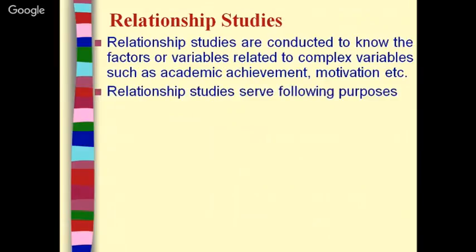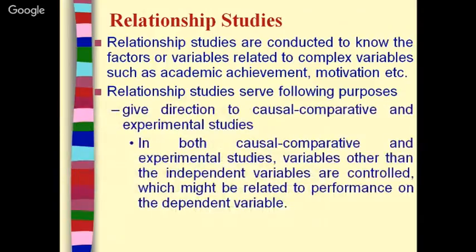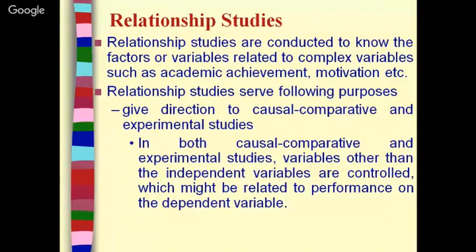So these studies serve these type of purposes. They give direction to the ex post facto. I will just make mention of these studies. Causal comparative studies are basically relationship studies, but they are somewhat related with the relationship studies, correlation studies, and to some extent they are related with the experimental studies.